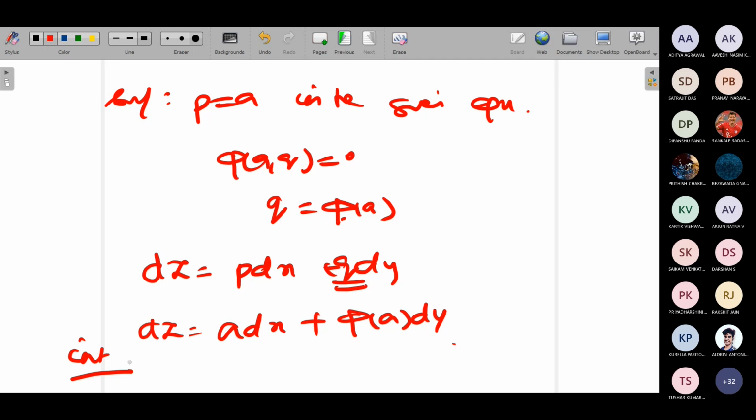Is it clear? Anyone has any doubts in this? I'm replacing one variable by a. Actually, we can even replace P equal to a or Q equal to b, but I'm telling you to stick to one so you will not get confused. So better substitute P equal to a whenever you see equations of the type f of p comma q equal to 0. That will be easy for you to solve. That's why I'm giving you only one procedure.